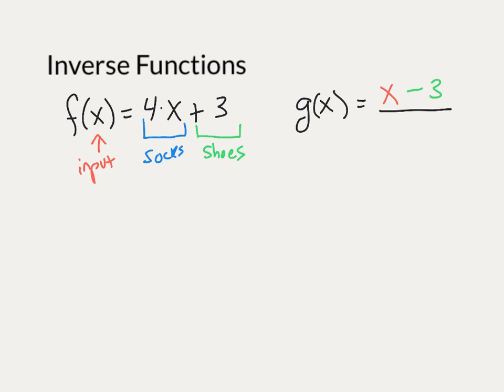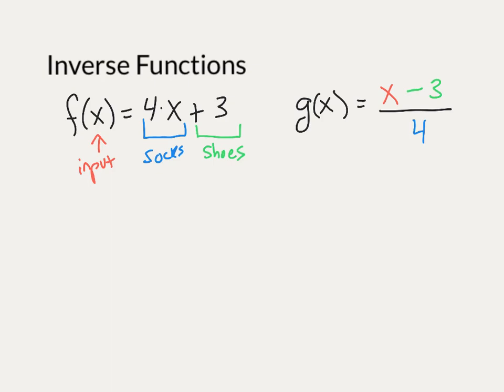Now, putting on my socks was multiplying by 4, and so taking off my socks is going to be dividing by 4. So this new function, g of x, that I've created is called the inverse function to f of x. It undoes anything that f of x did to your input. So multiplying by 4 and adding 3, in order to undo that, I would subtract 3 and then divide by 4.